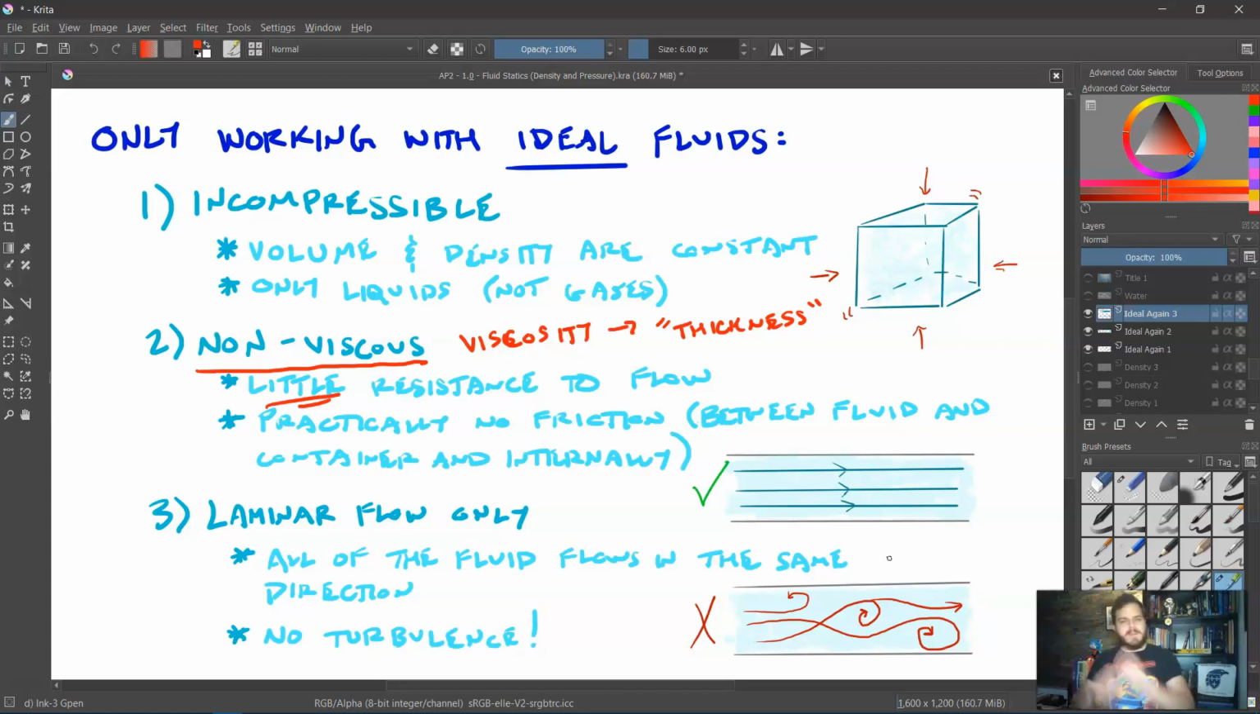Turbulent flow, where you'll get these whirls and swirls in the liquid, and it'll start looping back on itself, gets way more complex, way more quickly. So we are not going to deal with this situation. We are only going to be dealing with laminar flow.